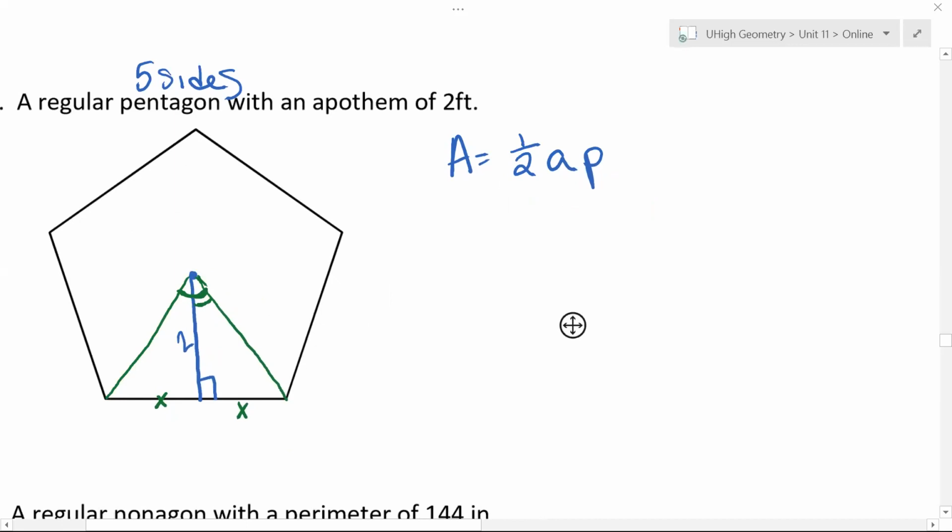So since this is a pentagon, I know that I could find that central angle by doing 360 divided by my number of sides. So that means that my central angle is 72 degrees. So this whole thing is 72 degrees. And if I wanted just one part of it, I can do my 72 degrees divided by 2 and find that this angle here is going to be 36 degrees.